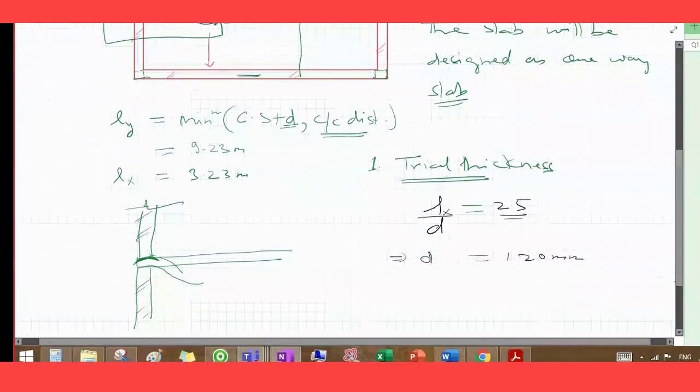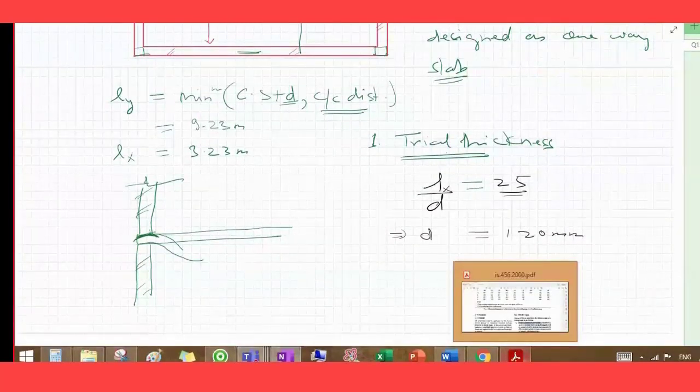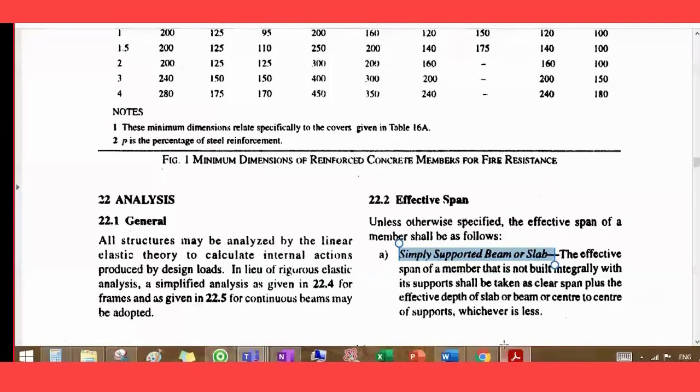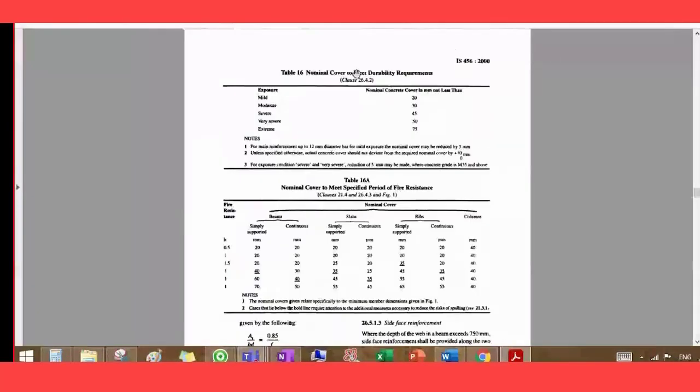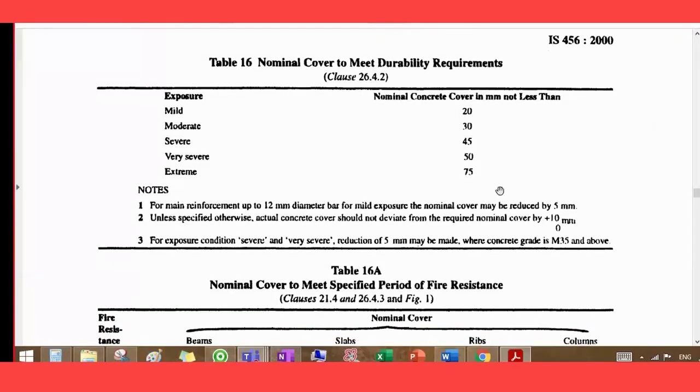Now, you have to assume the exposure condition, because nothing has been given. If it's a hall, let me show you this exposure condition. Here you see nominal cover to meet durability requirement. If you have a mild exposure, then you assume the concrete cover as 20 mm. So if you have a hall, you are going to have a mild exposure condition. You are not going to have moderate, severe, very severe, or extreme. So I can assume this concrete cover of 20 mm. And one more thing you please see here, this is very important.